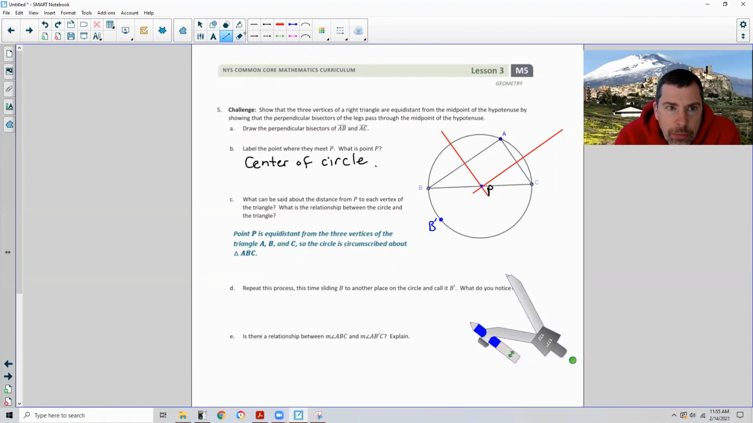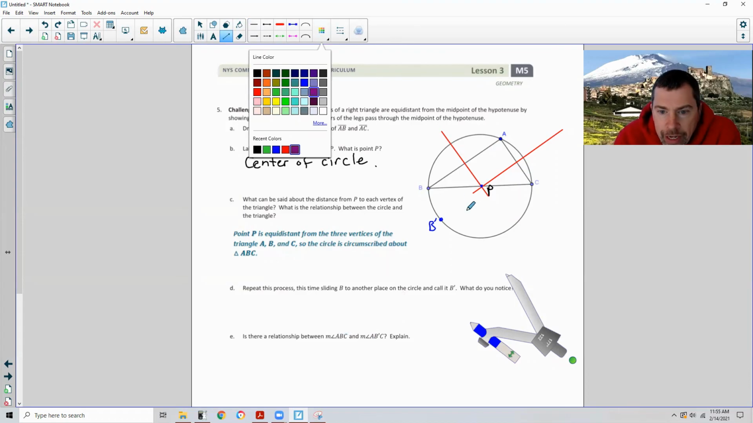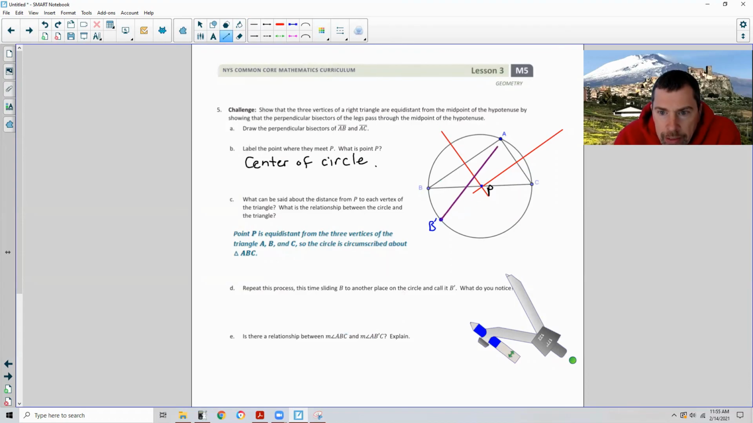So now I need to draw segments. Let's do that, and I'll make them purple. Now my triangle is going to go from A to B prime instead of A to B. And then B prime is going to go to C. So now this is the triangle we're talking about. Okay, so I just moved the triangle that we had, shifting B prime down here. So now what do we do? Well, what did we do up here? We did a bisector of AB, so now we're going to do a bisector of AB prime.